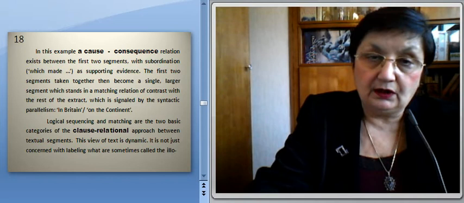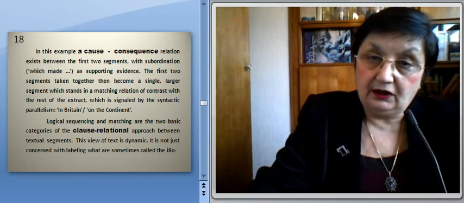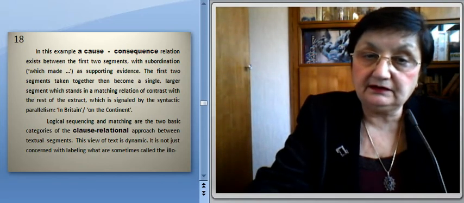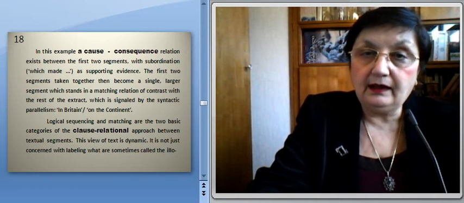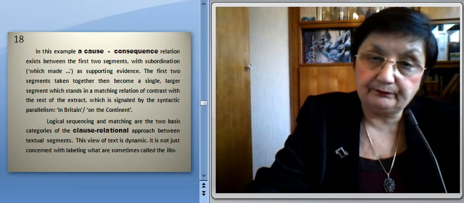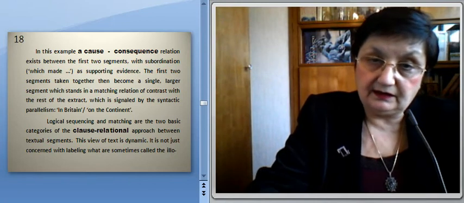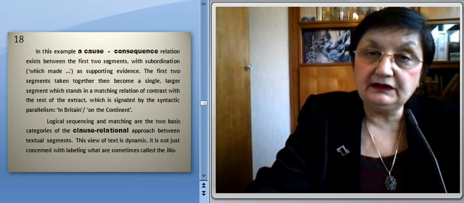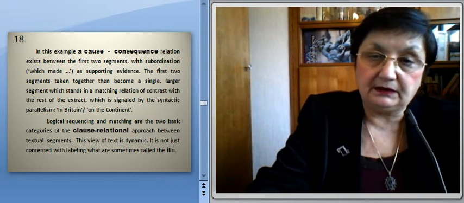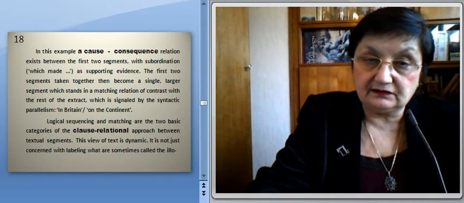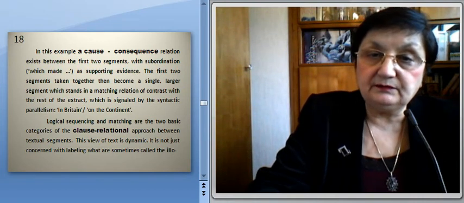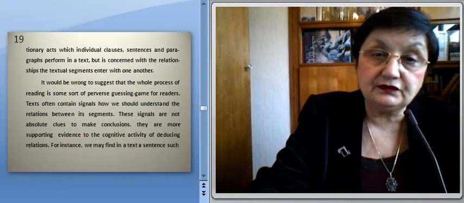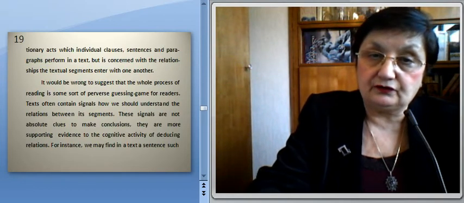Logical sequencing and matching are the two basic categories of the close relational approach between textual segments. This view of text is dynamic. It is not just concerned with labeling what are sometimes called the illocutionary acts which individual clauses, sentences, and paragraphs perform in a text, but is concerned with the relationship the textual segments enter with one another.